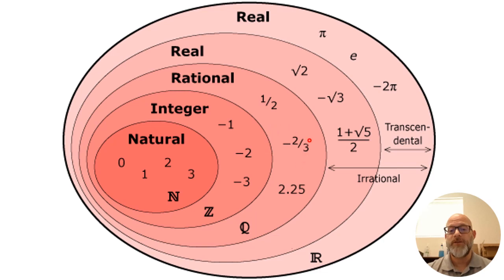Likewise, here's -2/3. Well, -2 and 3 are both integers, so quotient of integers. 2.25 is also a quotient of integers. 9/4, isn't it? Let's see, 8/4 would be 2, 9/4 would be 2.25. So if I can express this decimal as a quotient of two integers, we're talking about a rational number, which is the set Q. Now there is a much larger set called all the real numbers.